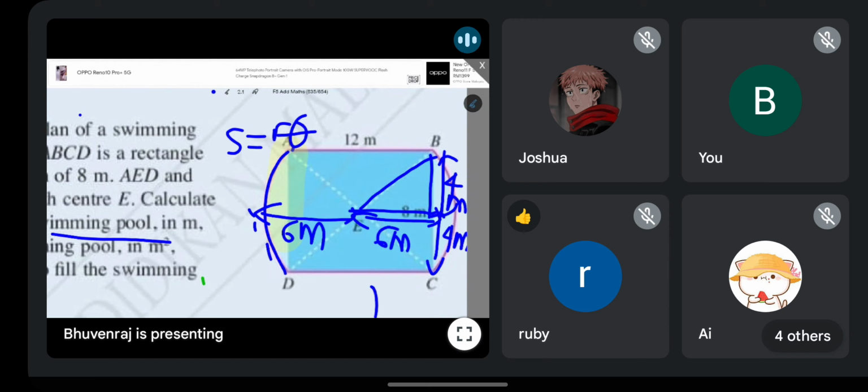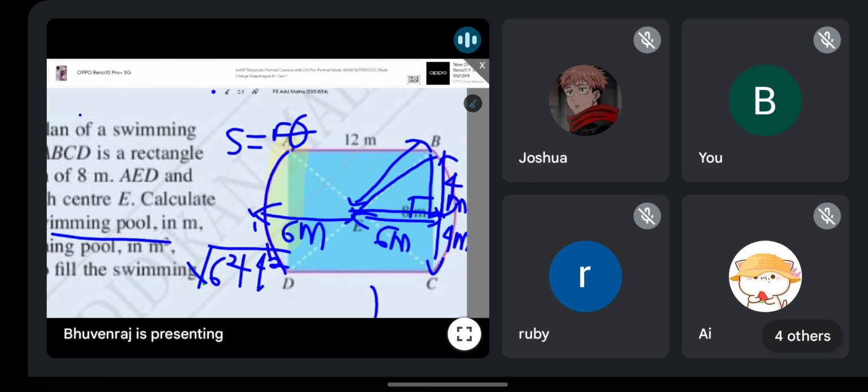Cari jejari sektor. So guys, how do I get this length? Can you all tell me? Apa kaedah kita guna? Kaedah yang sangat mudah kamu belajar is Pythagoras theorem. Okay, because this is a right angle triangle, segitiga sudut tegak. So you use Pythagoras theorem. So panjang dia 6 kuasa 2 tambah 4 kuasa 2. Okay, kamu boleh kira nilai dia.